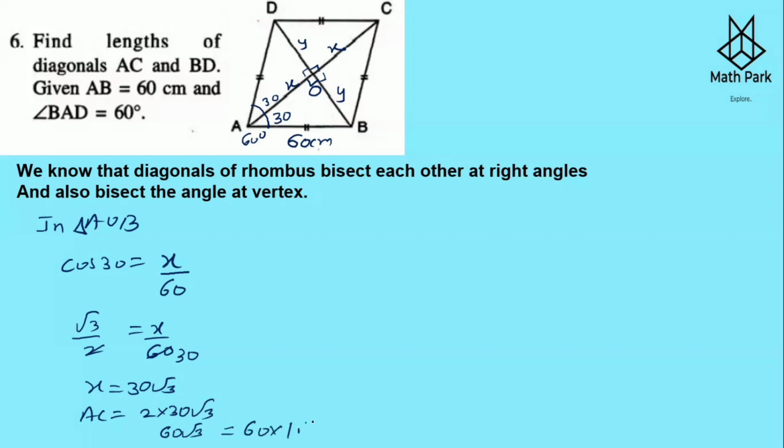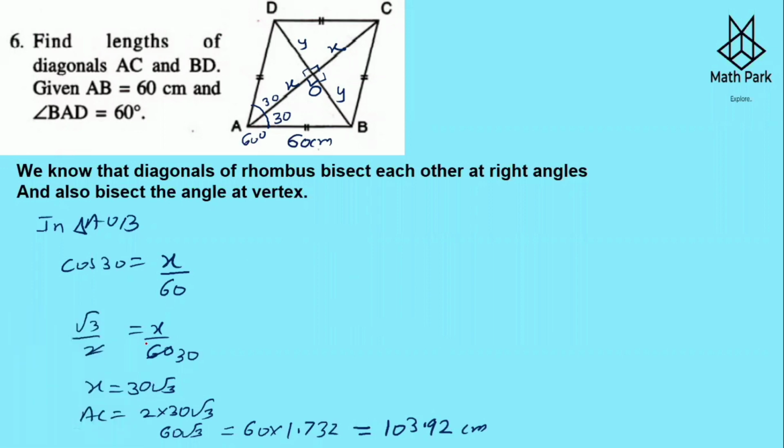So 60 into 1.732, you get the diagonal AC as 103.92 centimeter. We got the diagonal AC. Now let us find the other diagonal BD.